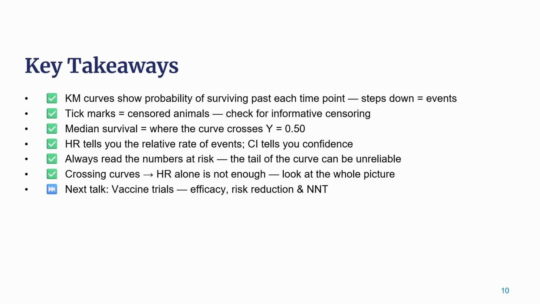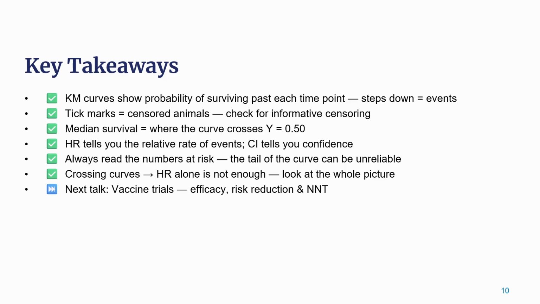To summarize: KM curves are elegant and informative, but they require careful reading. Steps down mean events. Tick marks mean censoring. Read the median by crossing at y equals 0.5. Interpret the hazard ratio as a relative rate ratio and check the confidence interval. And always read the numbers at risk table. The tail of the curve is often the least reliable part.